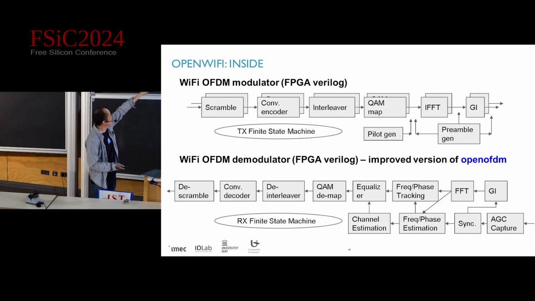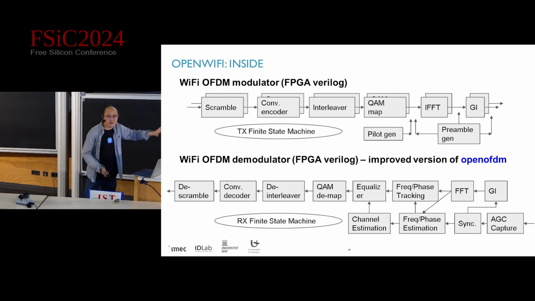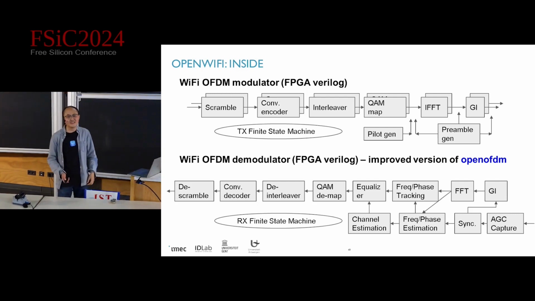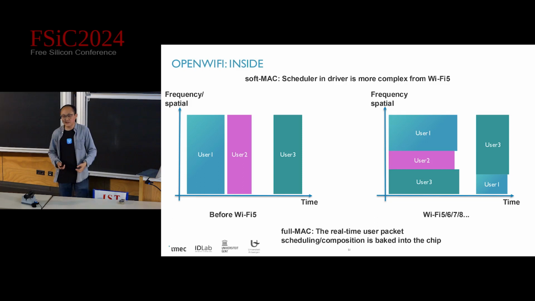Let's zoom in on the two tiny blocks of the physical layer. Again, there are many physical layer DSP blocks, and also a very complicated state machine to control them. For each block, I can zoom in again, and you will find more blocks. So it's a very complicated design. The complication is not only in the FPGA, but also in the driver. As I said before, starting from Wi-Fi 5 and 6, Wi-Fi becomes more complicated.